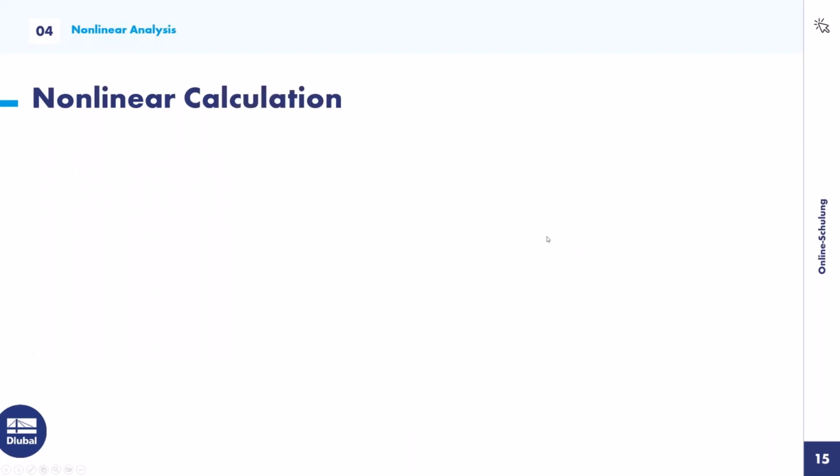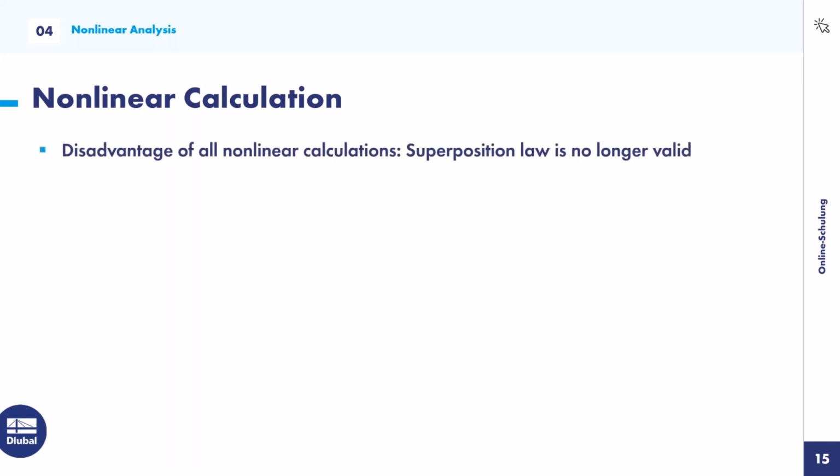Next point would be nonlinear calculation. Nonlinear calculation means, yeah, something is nonlinear, right? The problem with nonlinear calculation is we can't superpose stuff. For example, in our early studies in statics or mechanics, we had just a dead load case and a live load case, and we just calculated them separately, and then we summed up the results and it's finished. This is not possible for nonlinear calculation.